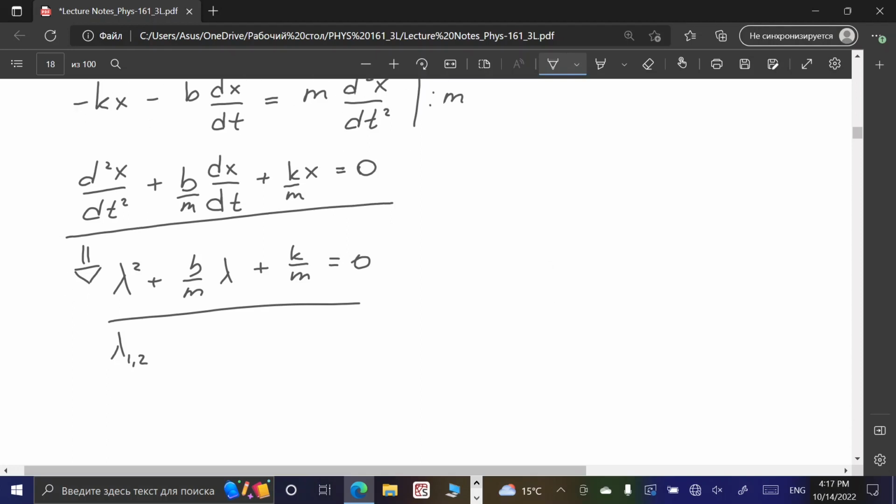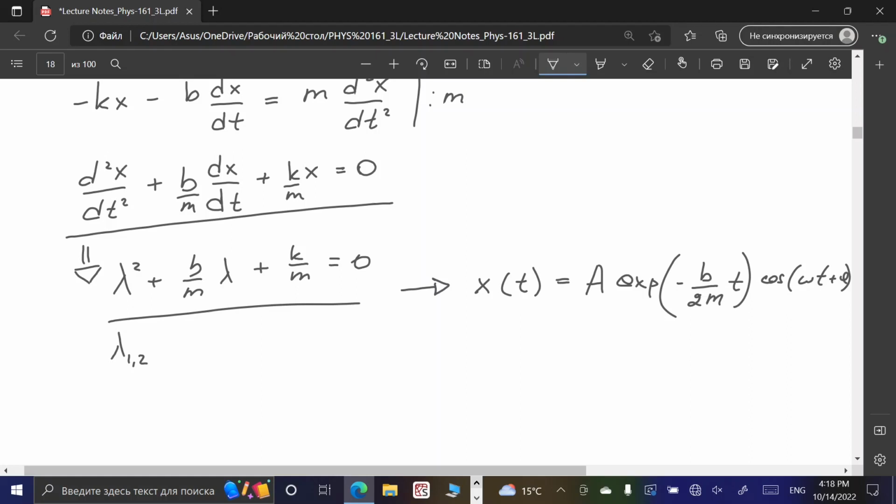So in this particular case, we will get something like this. So x as a function of time will be A times exponent minus b over 2m times t, times cosine of omega t plus phi.